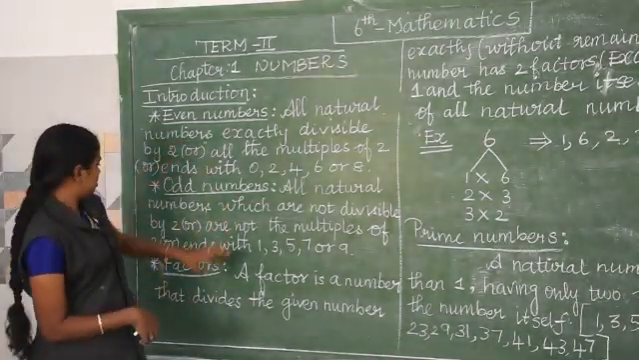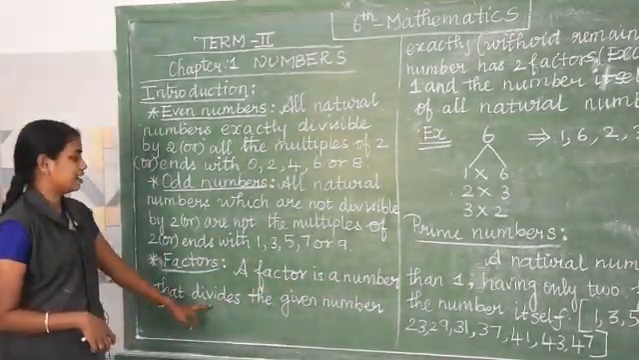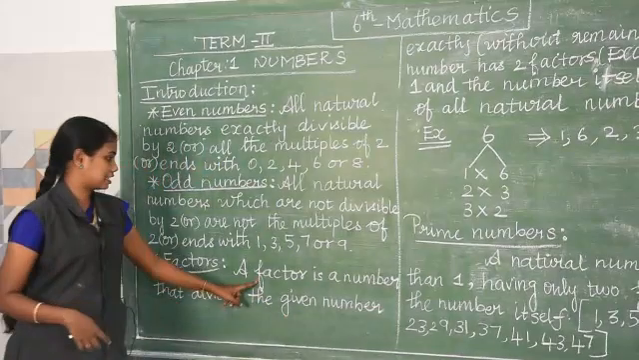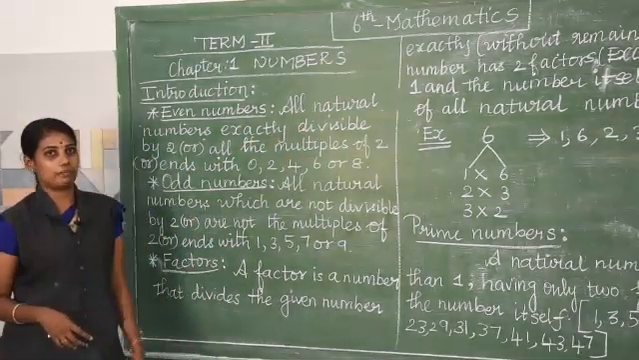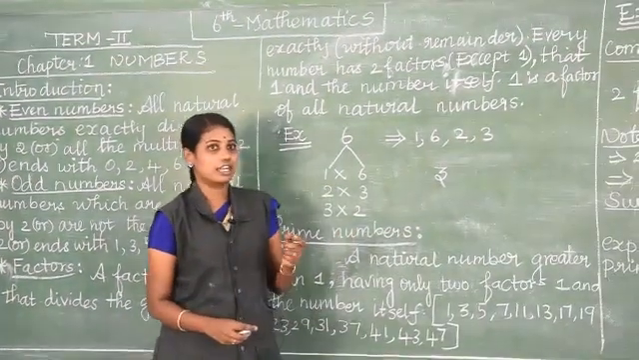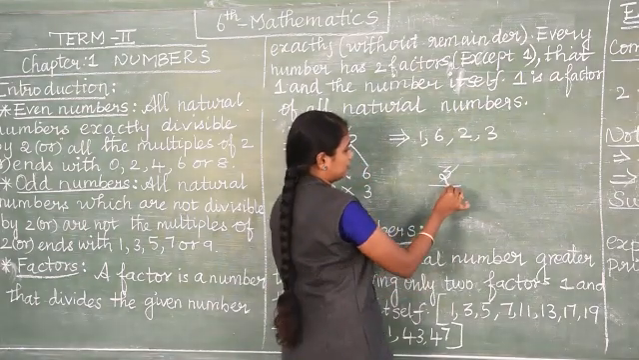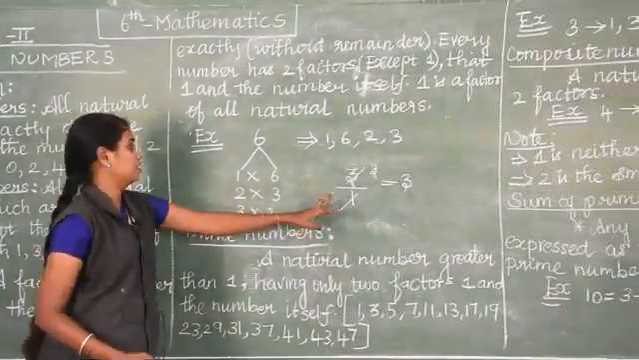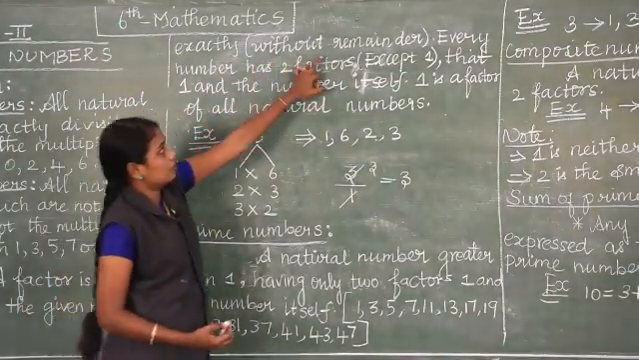Next, factors. A factor is a number that divides a given number exactly without remainder. For example, if we take 3, 3 will be divided by 1, you can go in the one table 3 times, there is no remainder. So likewise, a factor is a number that divides a given number exactly without remainder.